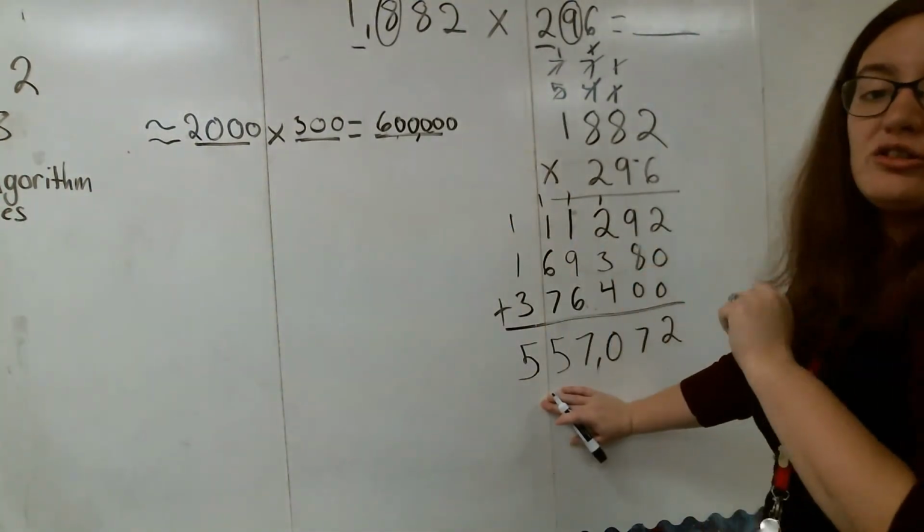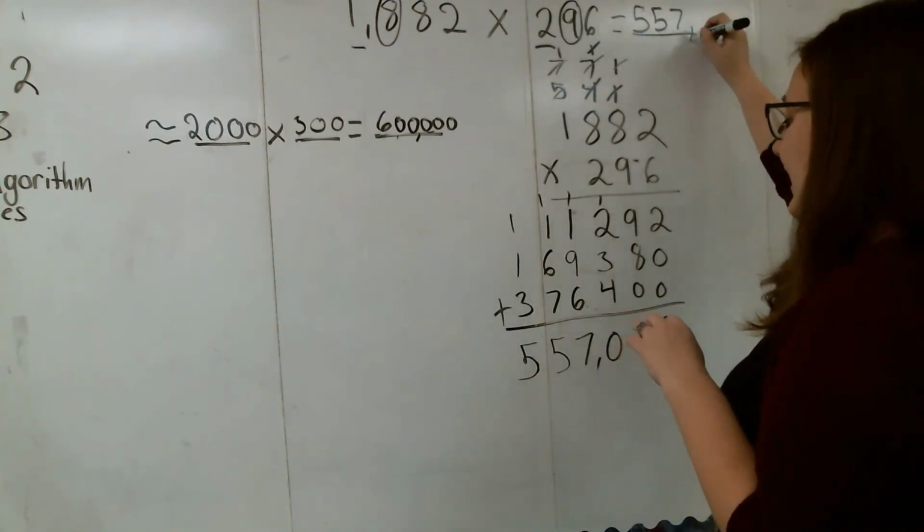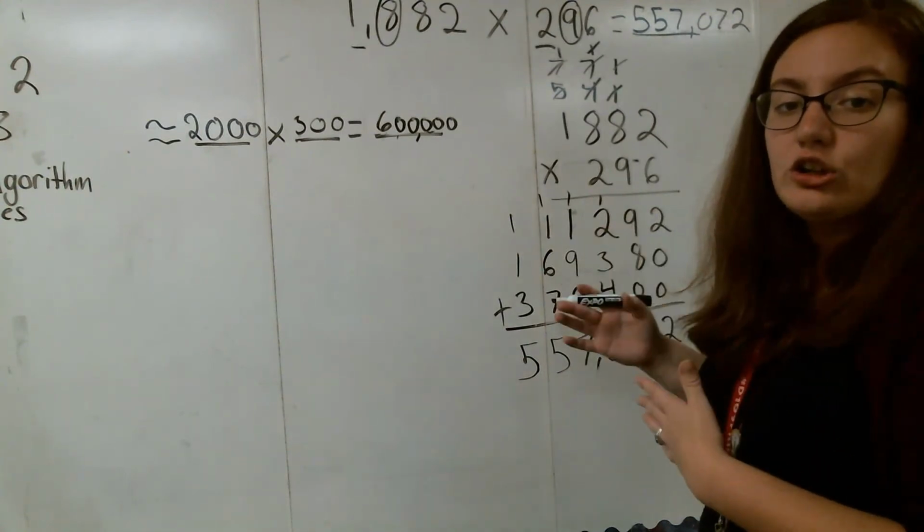This number is very close to 600,000, and the reason why I'm pretty confident in my answer is because it is so close to my estimate. Remember, your estimate is not your exact answer. It just gives you an idea of where your answer is going to be close to.